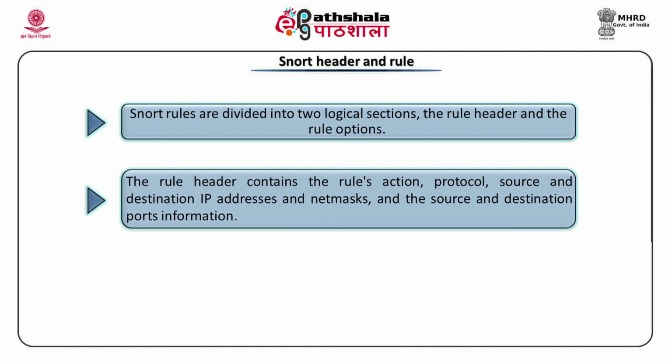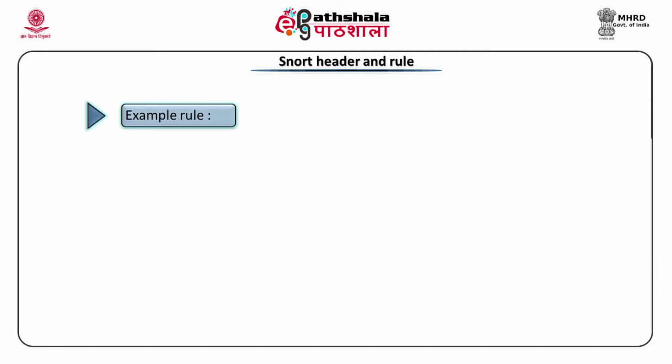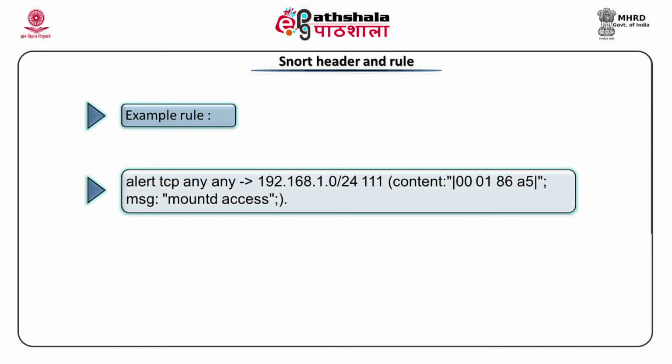The first point is that Snort rules must be completely contained in a single line. The Snort rule parser does not know how to handle rules on multiple lines. Snort rules are divided into two logical sections, the rule header and the rule options. The rule header contains the rule's action, protocol, source and destination IP addresses and net masks, and the source and destination ports information. The rule option section contains alert messages and information on which parts of the packet should be inspected to determine if the rule action should be taken.